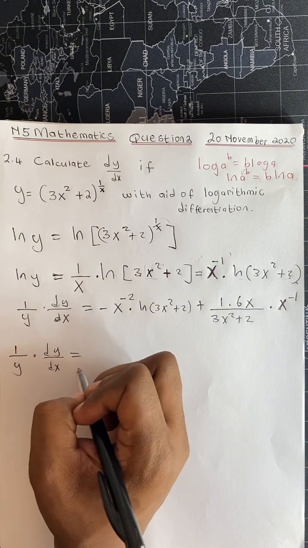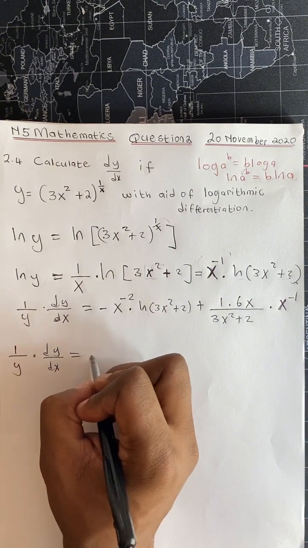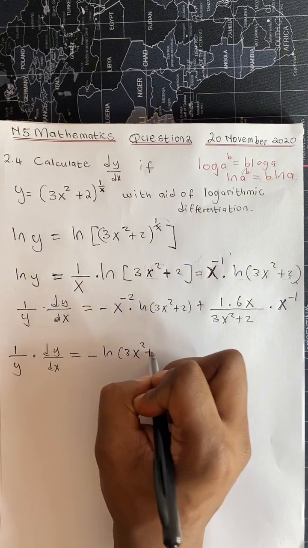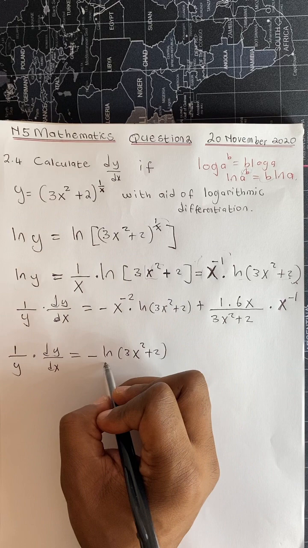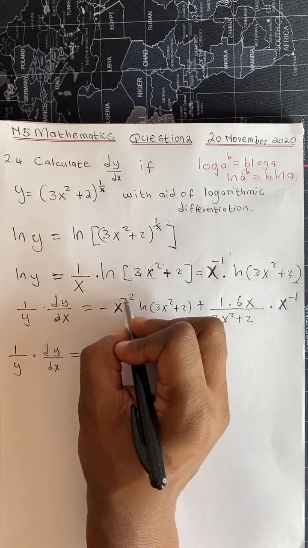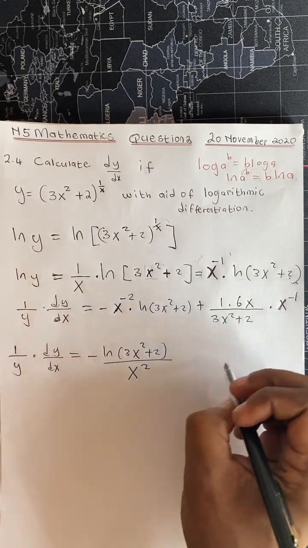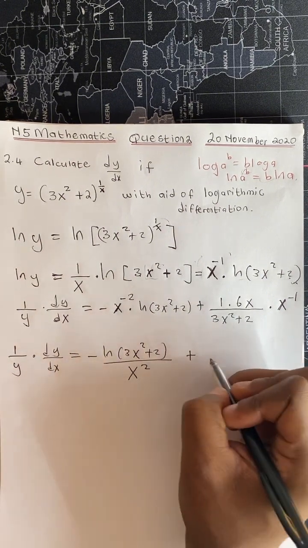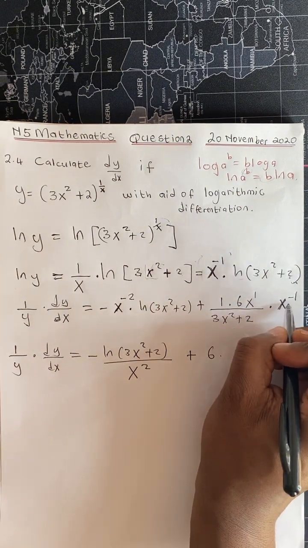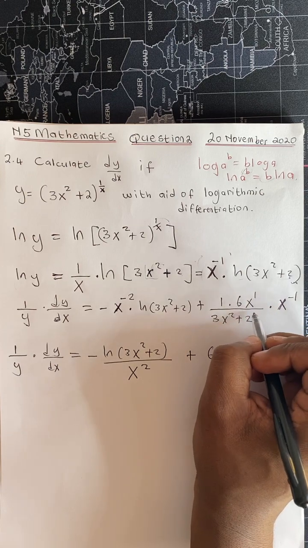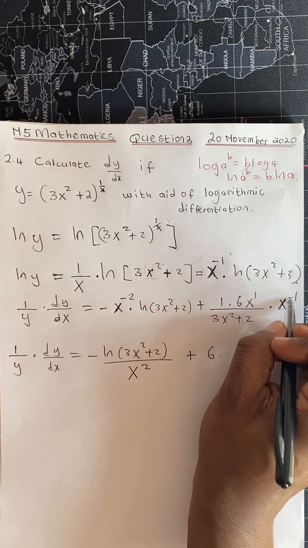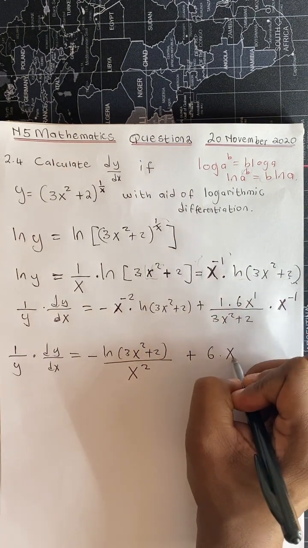So let's try to simplify this. So this will be equals to negative ln of 3x squared plus 2. So that x to the power negative 2, we can take it to the denominator, and the exponent is going to change sign from negative 2 to positive 2, plus 6. So that x to the power 1 and that x to the power negative 1 will cancel out each other. So the bases are the same. We have the exponents, so we add the exponents. 1 minus 1 will be 0.